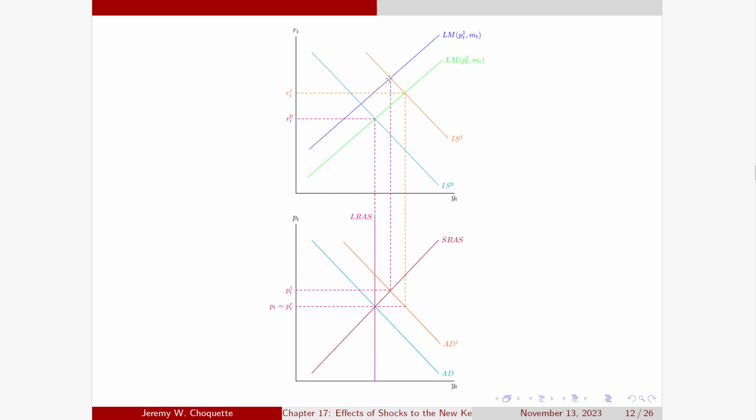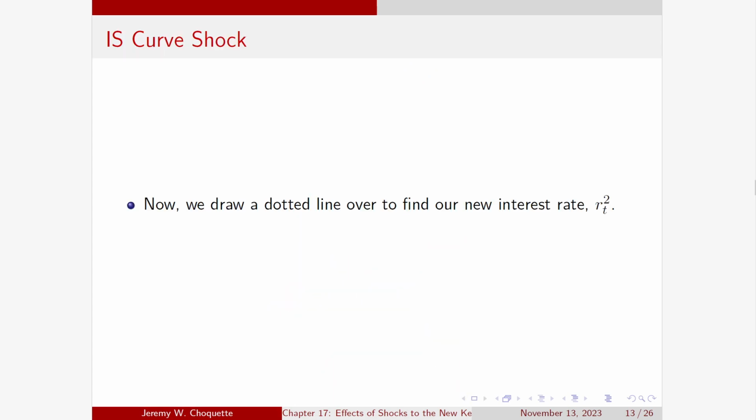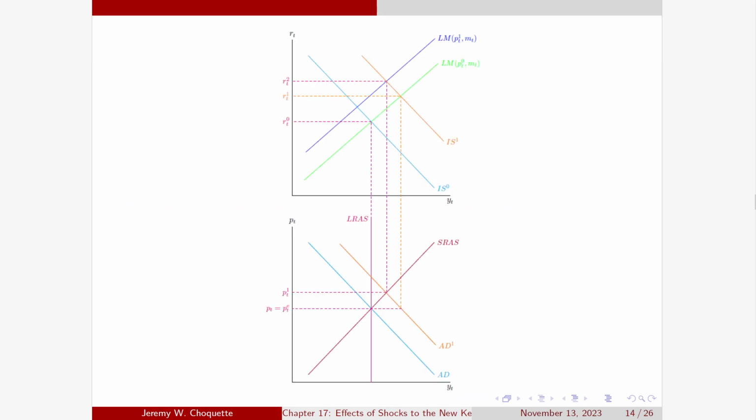And then what happens to the real interest rate? Well, the real interest rate increases again. So the real interest rate increases twice in response to an IS shock. So we just draw that dotted line over to find our new interest rate, RT2. So in terms of the ISLM aggregate demand, aggregate supply space, this is what a response to an IS shock is going to look like.